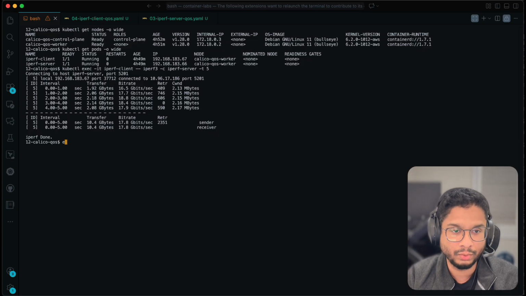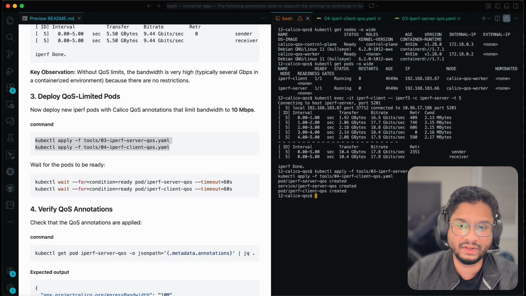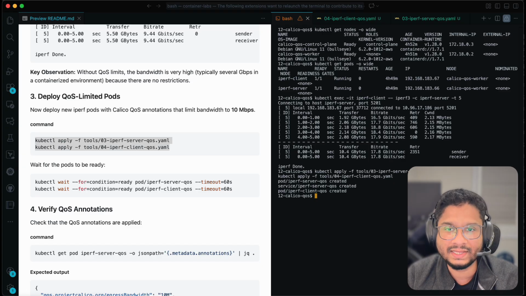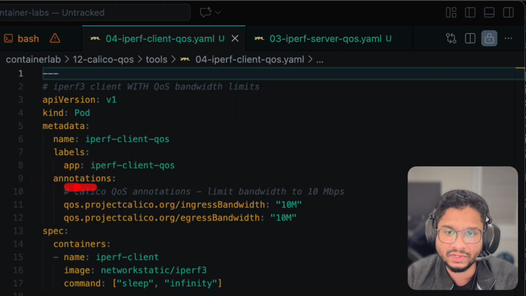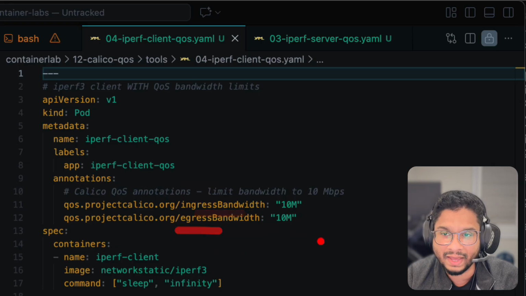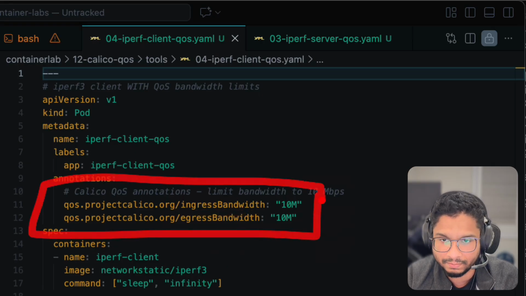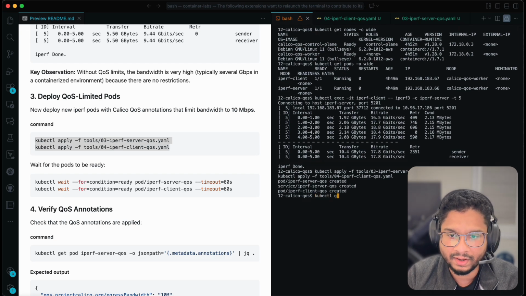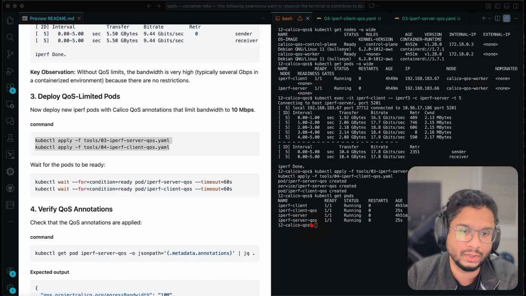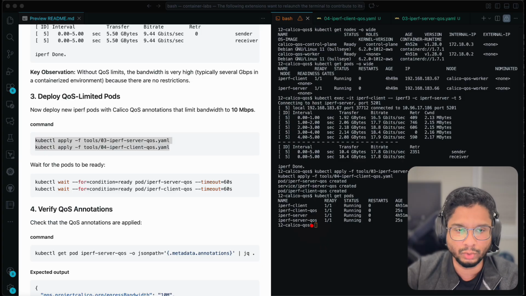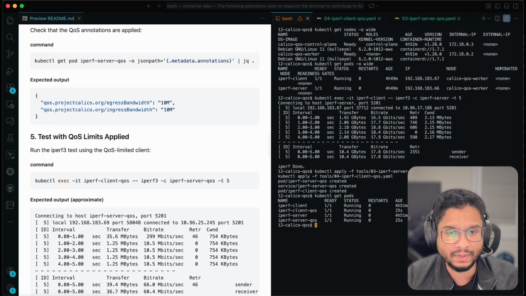So next, we're going to deploy a couple of additional iPerf clients and servers. And this time, we're going to specify a network limit using annotations that Calico understands. So for this workload, we're going to give it an ingress and an egress bandwidth limit of 10 megabits per second. Okay. So with those workloads now up and running, if I do a kubectl get pods, we have the iPerf client and server where we have enforced certain QoS limits. You could even apply these annotations for running workloads, and Calico will translate that into controls in the data plane. So with these workloads up and running, we can now do a test.